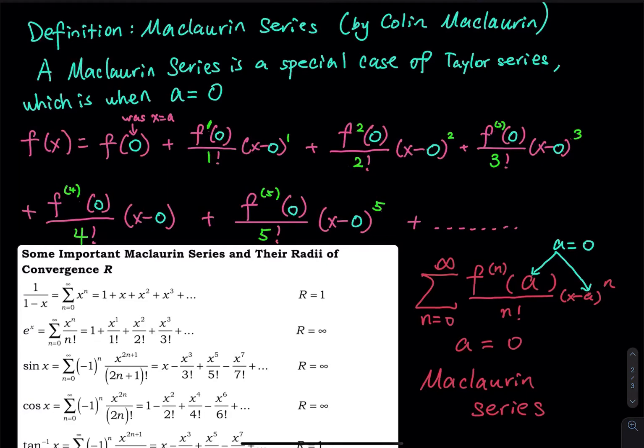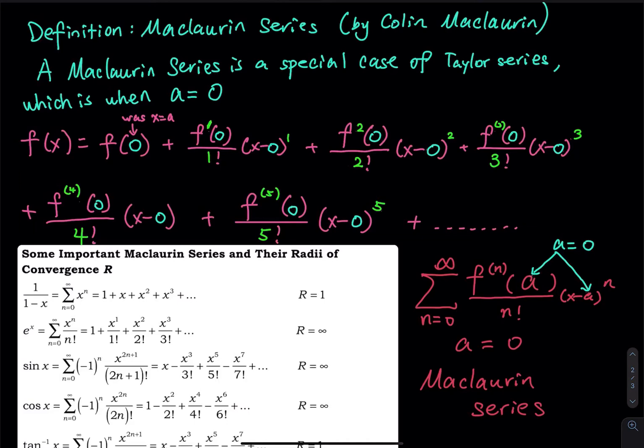What happened is when a equals 0, a is a number provided by the problem, you have a Maclaurin series. It is named after a Scottish mathematician, Maclaurin. So a Maclaurin series is a special case of Taylor series, which is when a equals 0. Basically you have to take the red Taylor series and plug in a equals 0 to those two places. Do you see those blue arrows? You have to plug in a equals 0 to those places.